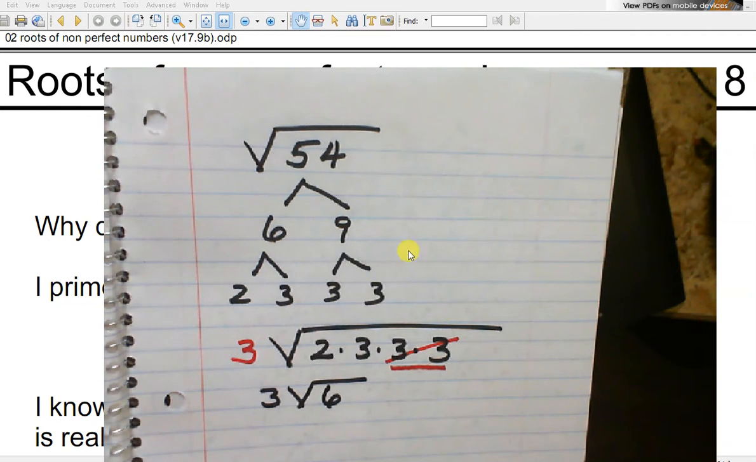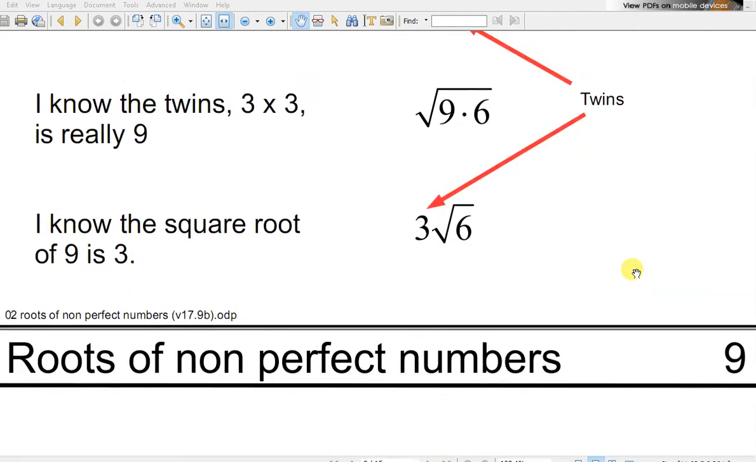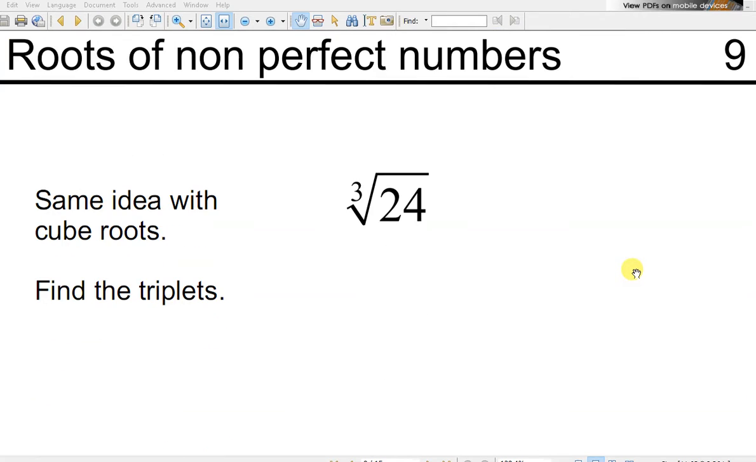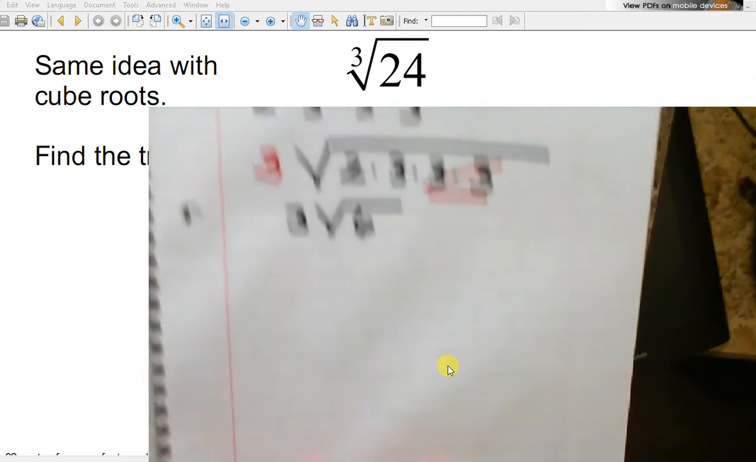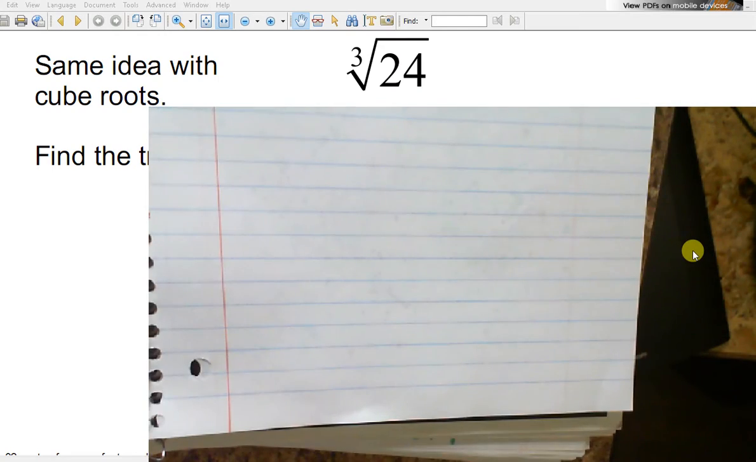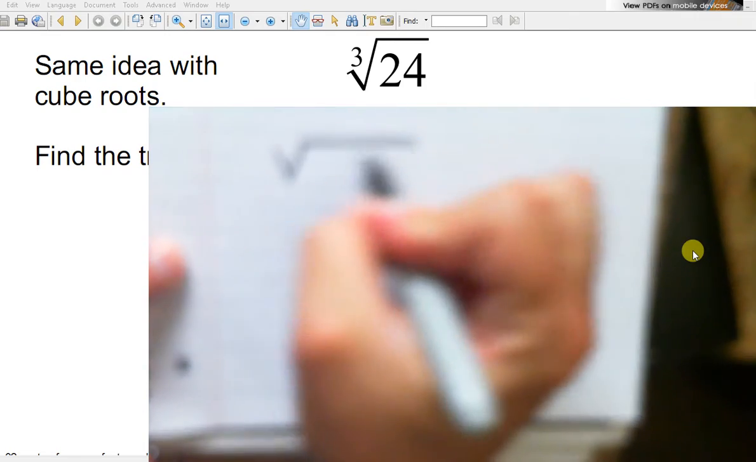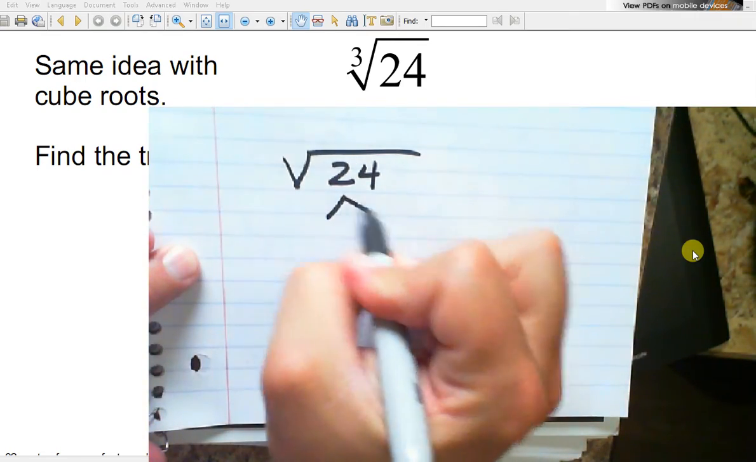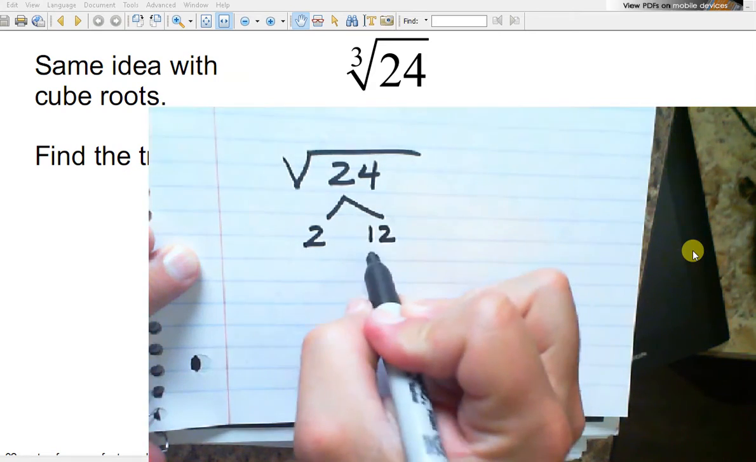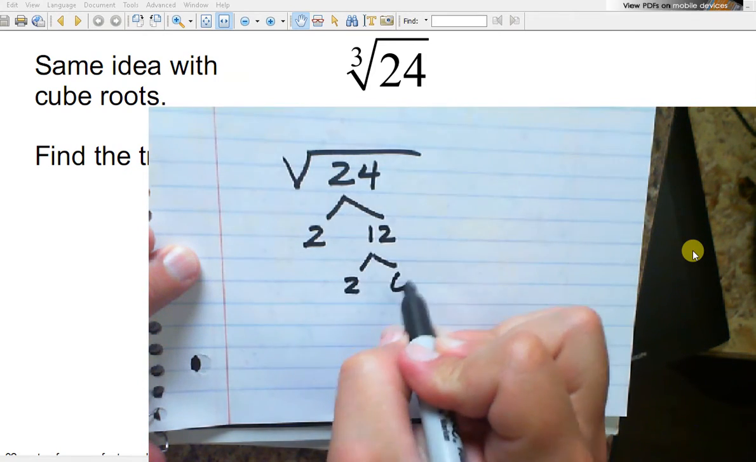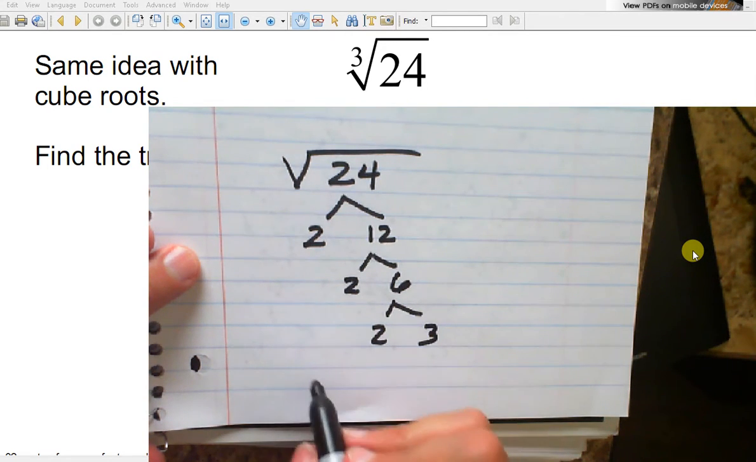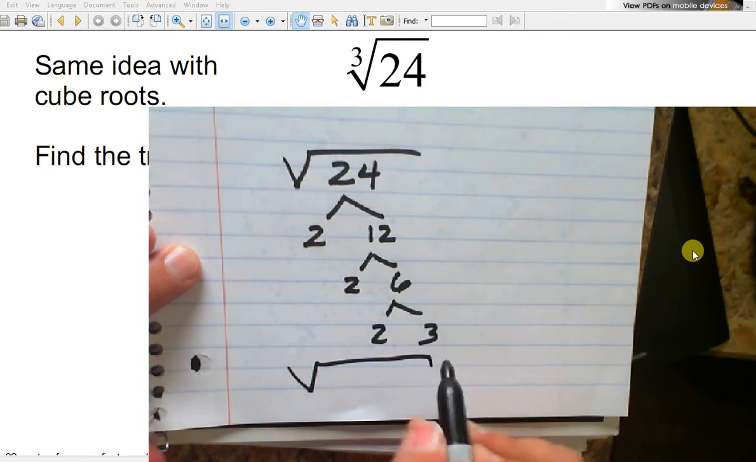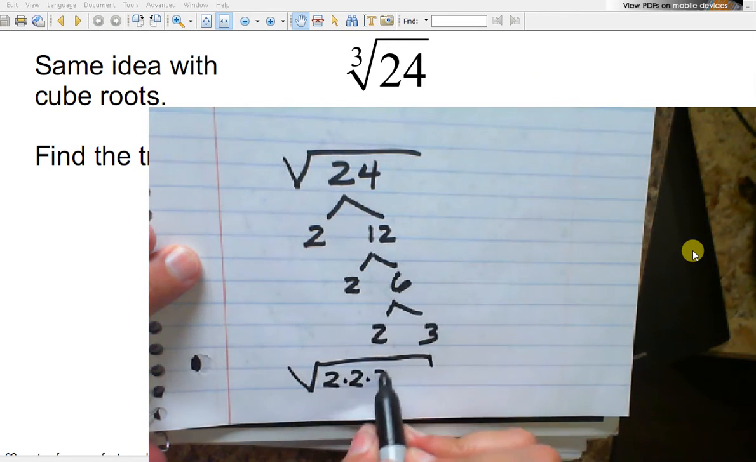Now the same logic will work with cubes. The cube root of 24, let's do it in our notes. It works the same way. I start by prime factoring. That's 2 times 12, which is 2 times 6, which is 2 times 3. There it is, prime factored. 2 times 2 times 2 times 3.